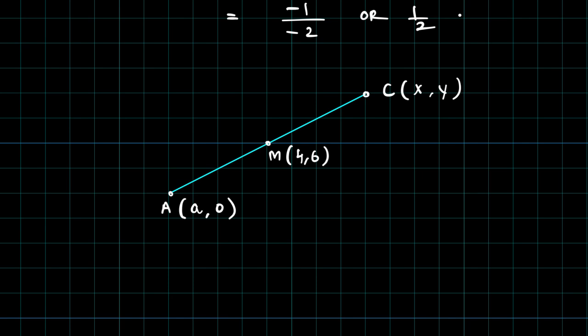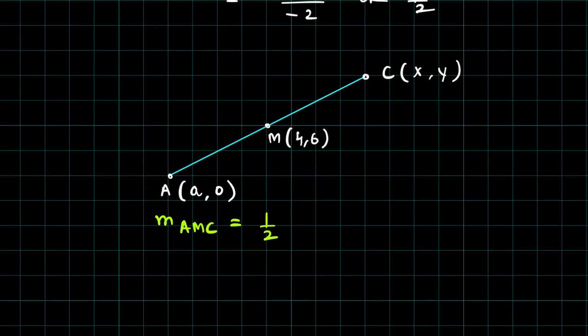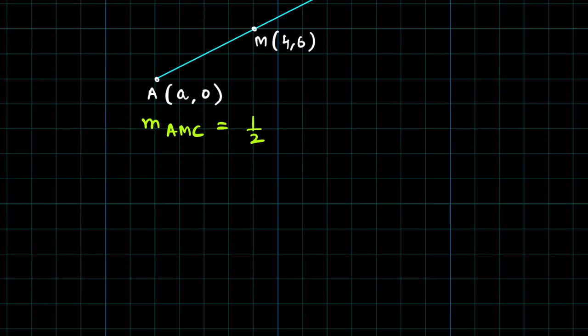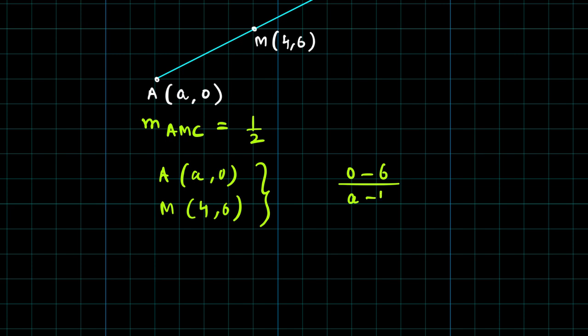Now the very first thing, I can use the gradient formula. The gradient of AMC is half. So what do I have? I have A, which is (A, 0). I have M, which is (4, 6). And let me apply the gradient formula. So therefore (0 minus 6) over (A minus 4) equals half.